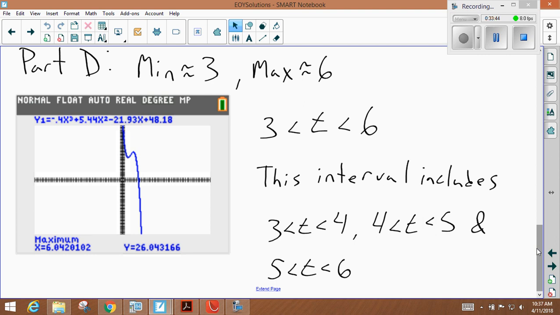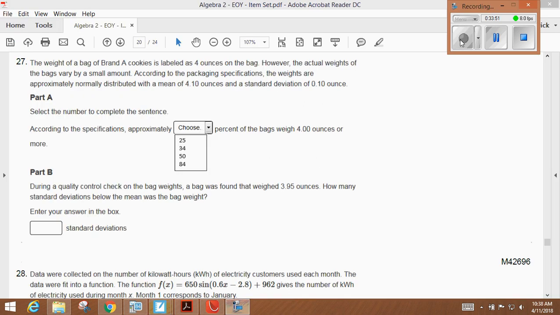Okay, I really need to find a normal distribution problem for you guys. We're going to skip to 27 because this is a normal distribution. So remember, at the end of first semester, we did these things.